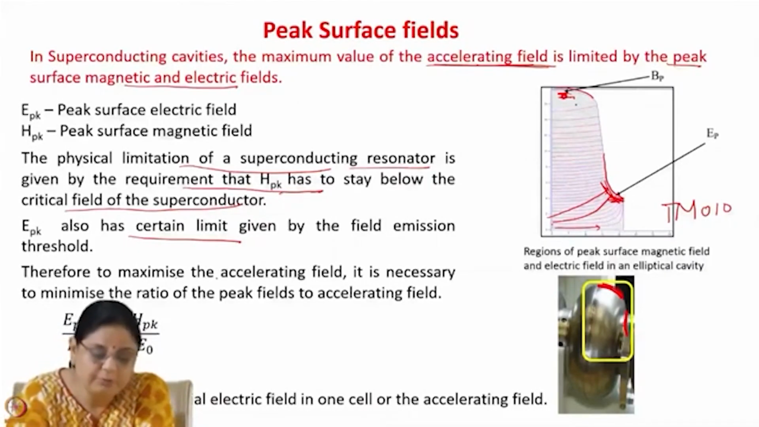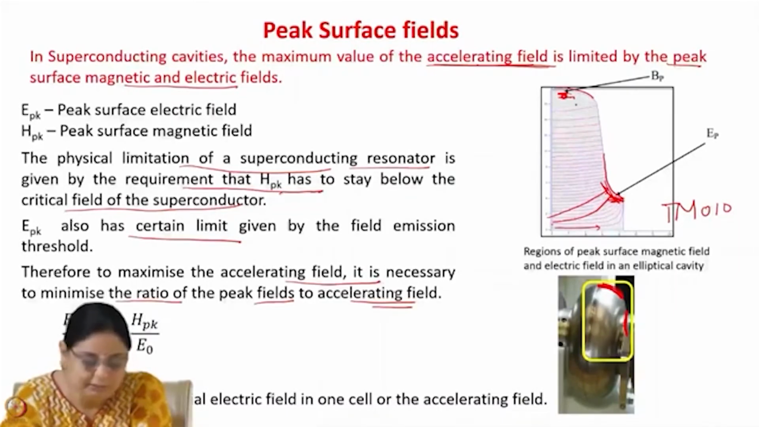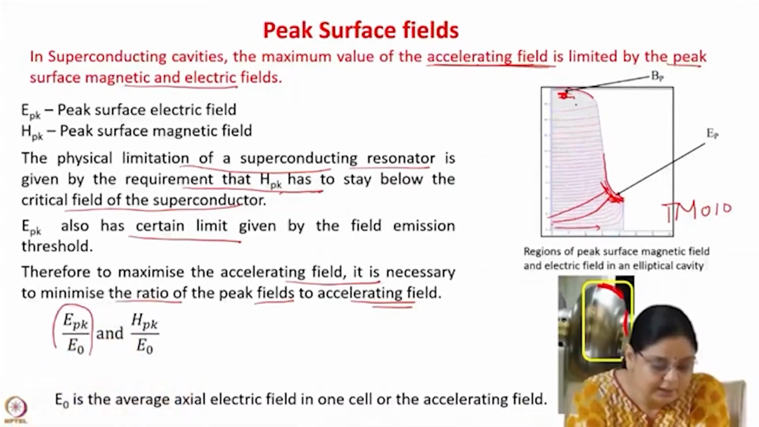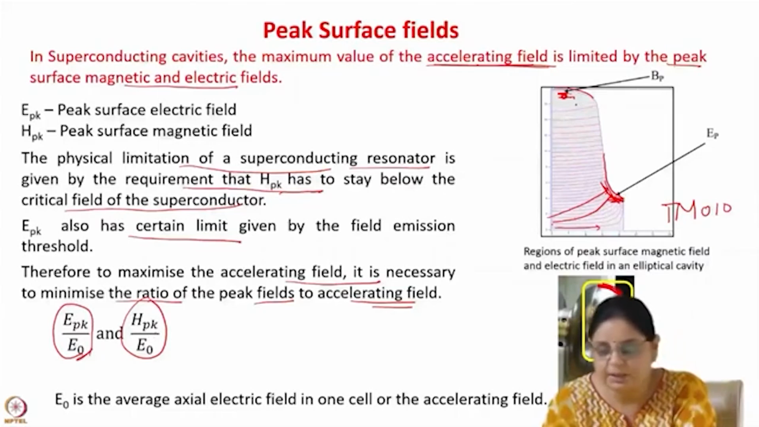Therefore, to maximize the accelerating field, it is necessary to minimize the ratio of the peak fields to the accelerating field. The design criteria here is to minimize E peak by E0, where E0 is the accelerating field, and H peak by E0. These are the main design goals in designing a superconducting cavity.